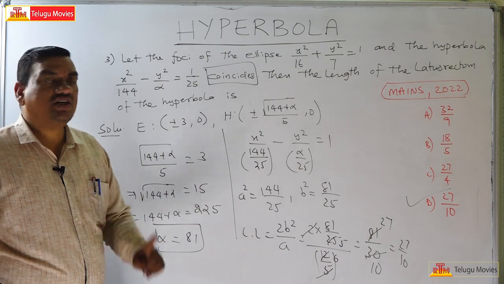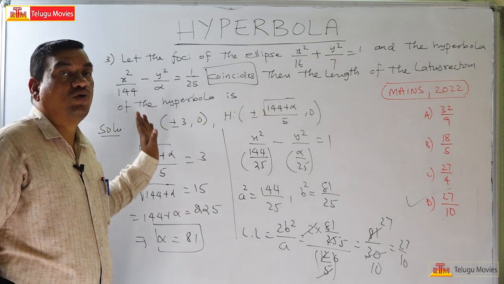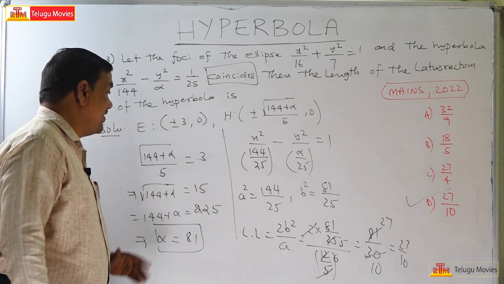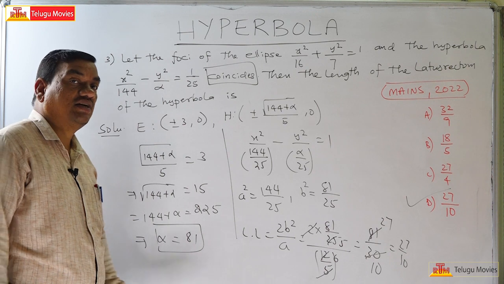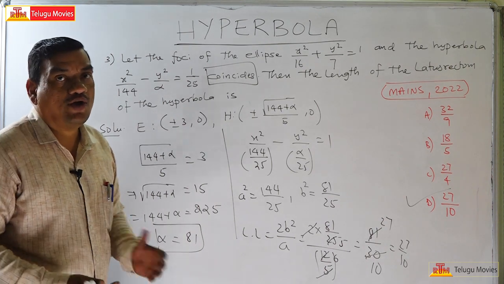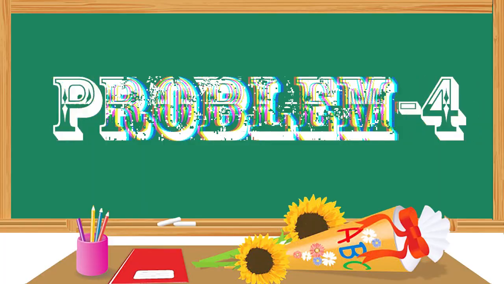Okay, so the only thing is finding the foci for both the hyperbola and ellipse, equating them and getting the a square and b square values, and then using the length of the latus rectum formula. That's all. I hope that you understand the solution. So let us go for the next problem.